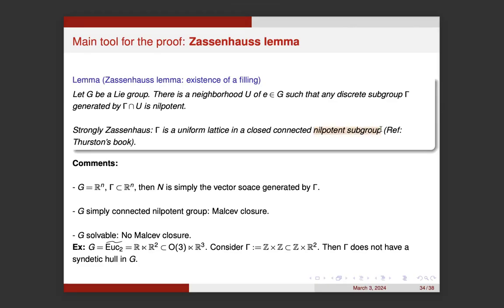So this says that if gamma is generated by small elements, by elements in some small neighborhood of the identity, then I have what we call a filling of gamma. I have a syndetic hull of gamma.